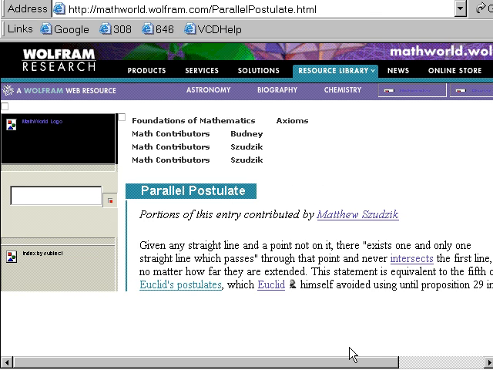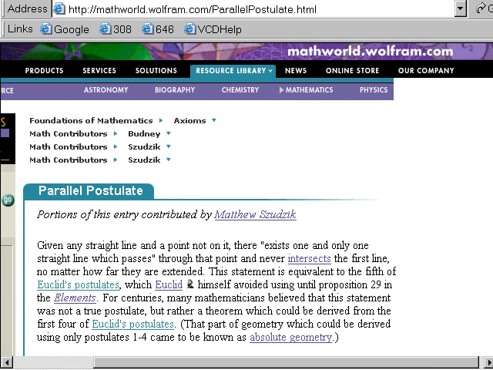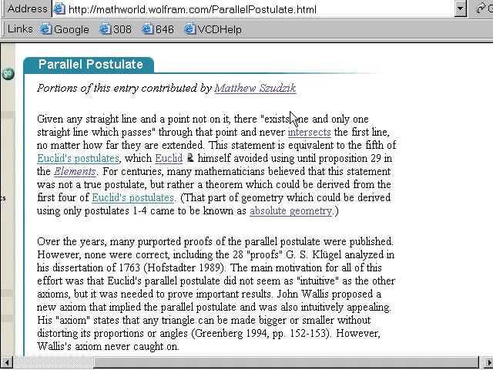And let's see if there's a formal one. Here's a more familiar one. Given any straight line and a point not on it, there exists one and only one straight line that passes through that point and never intersects the line. So what that means is, and we'll draw here a little bit, let's use the line tool here.